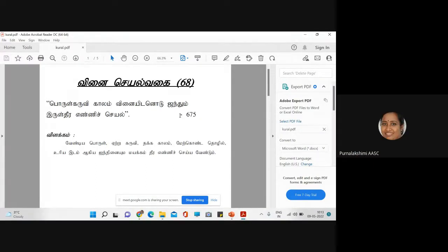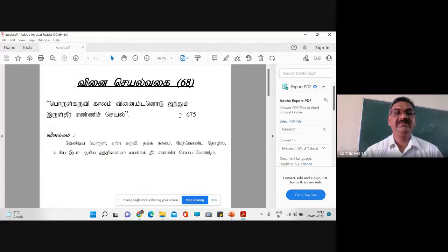Vinai Seyal Vagai. I think the audience knows Tamil, so I am giving you a few couplets taken from Thirukkural. I think everyone knows Thirukkural.